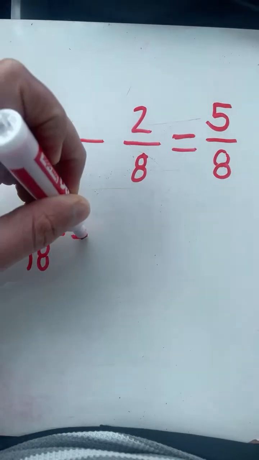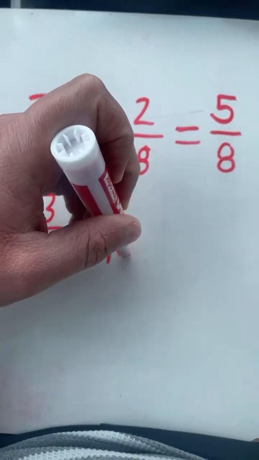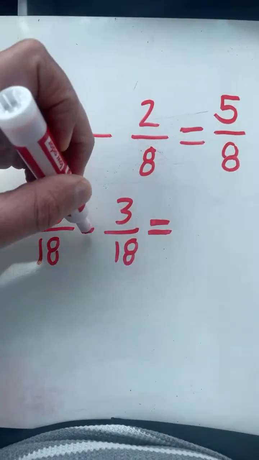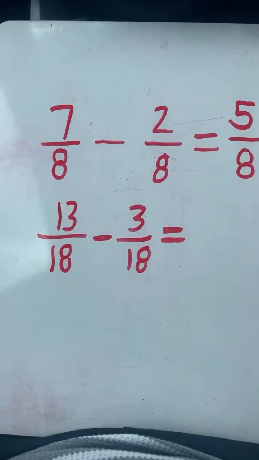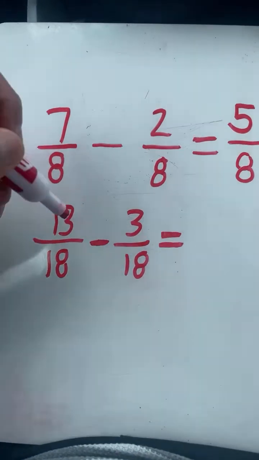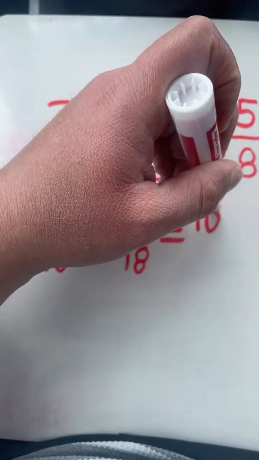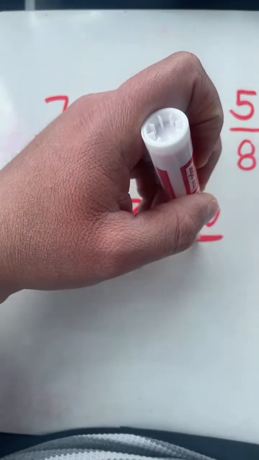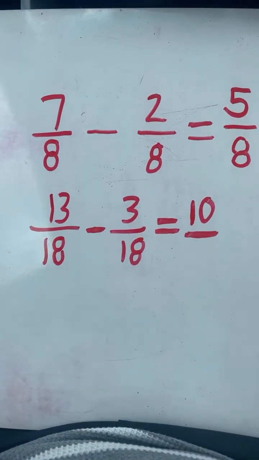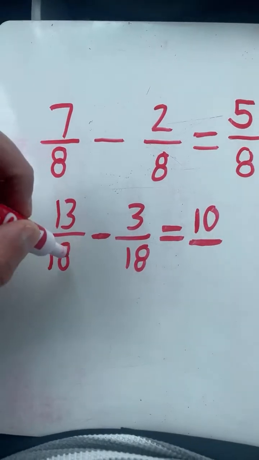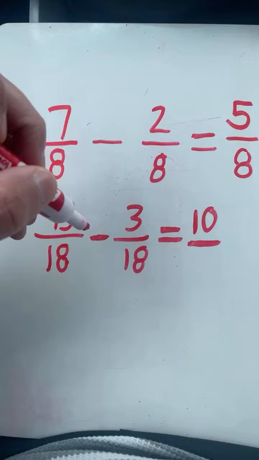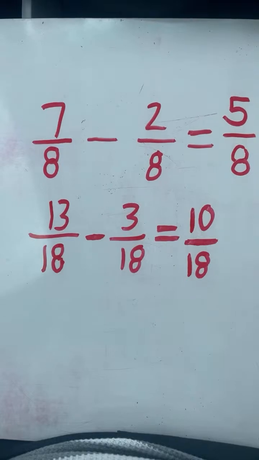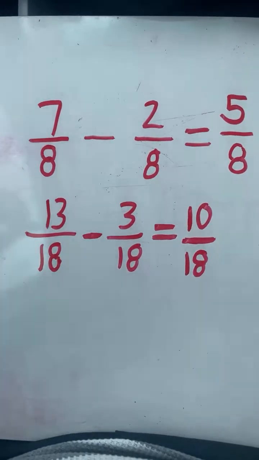13/18 minus 3/18. Step 1, we subtract our numerators. So 13 minus 3 equals 10. Step 2, we keep our denominator the same. The denominator is 18 in both of the fractions that we're subtracting, so it's going to stay the same in our answer. And we have our answer, 13/18 minus 3/18 equals 10/18.